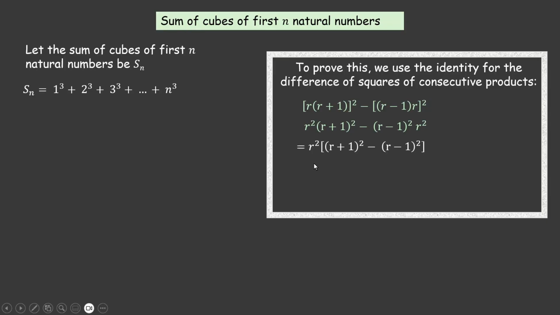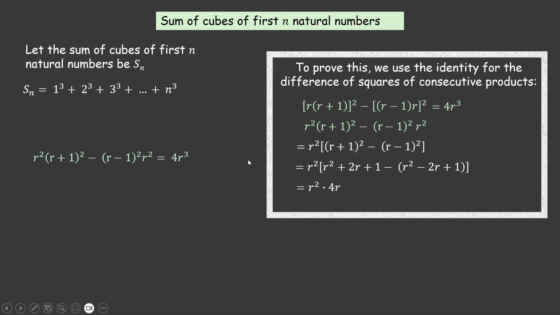So let us solve this. We can take r square as common, and then on using the identity, this will be r square plus 2r plus 1 minus, this is going to be r square minus 2r plus 1. So r square and negative r square will cancel out. 1 and negative 1 will cancel out. Negative and negative will become positive 2r. So this is r square into 4r, which is equal to 4r cube. The right hand side simplifies beautifully into 4r cube. That is a cubic term, which is exactly what we need.